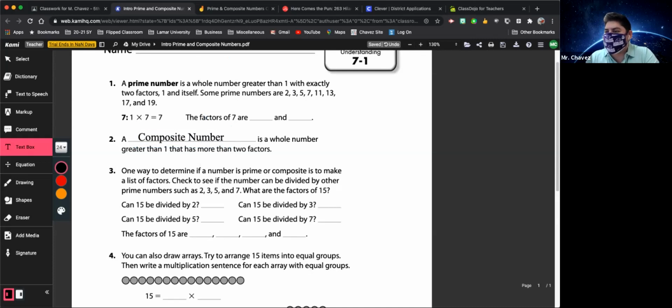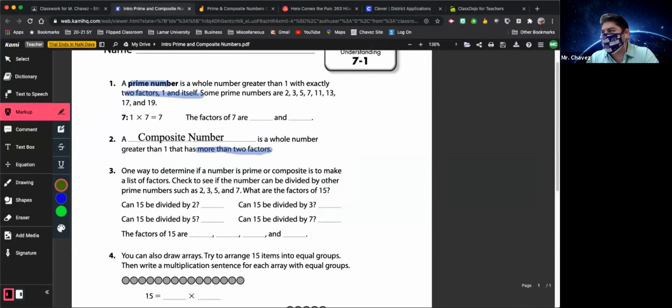The composite number, remember, has more than 2 factors. That's a composite number. Now, the prime number only has 2 factors, one and itself.